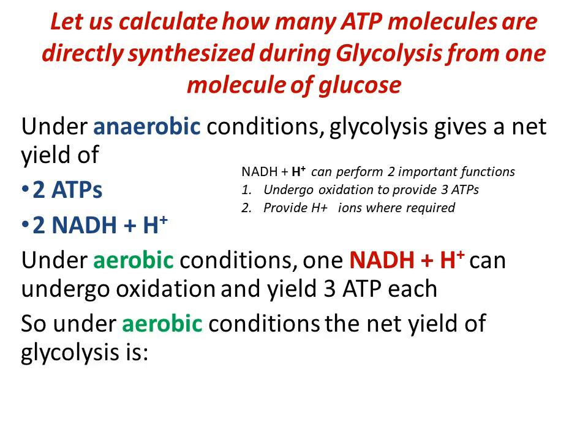So under aerobic conditions, the net yield of glycolysis is different. It is 2 ATP and 2 NADH, which will give 3 ATP each. So net gain of 8 ATPs if oxygen is available.